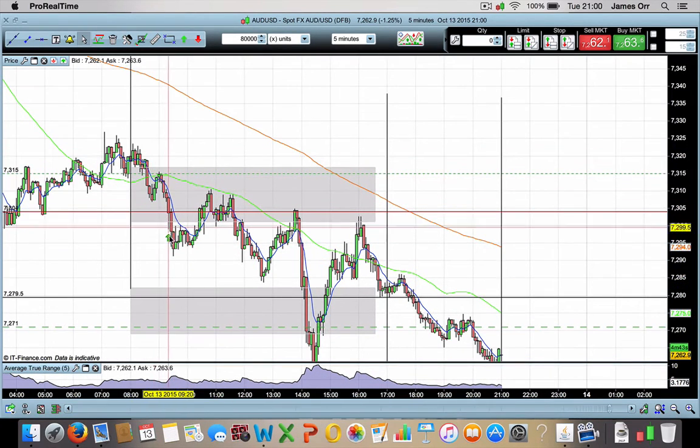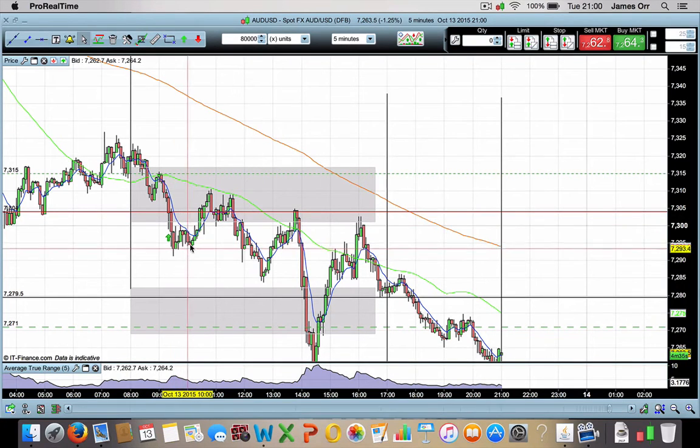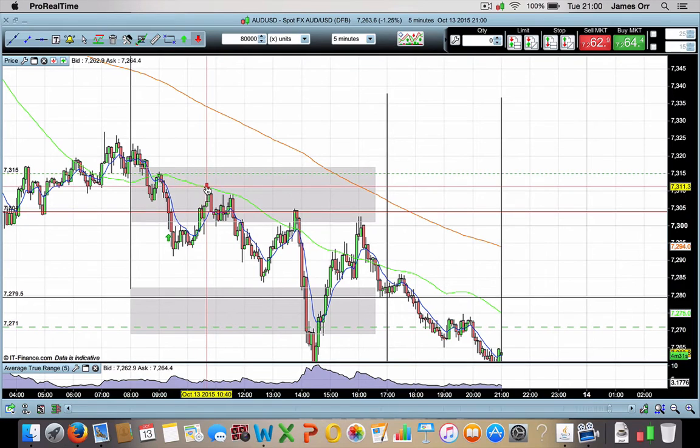It has now broken through the support. So I'm now looking for support to become resistance. The market pushes back up. Do we get any signals to sell? We get one right here, a pin bar, you can see it. And then we get an engulfing candle right here.